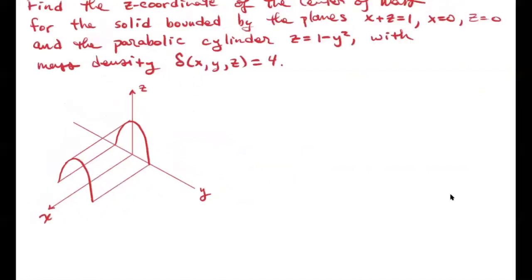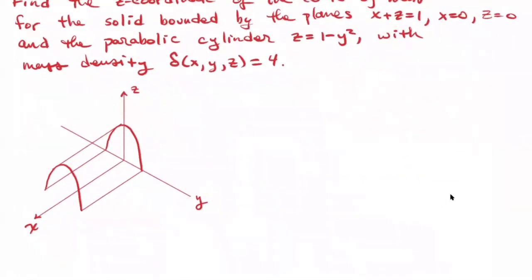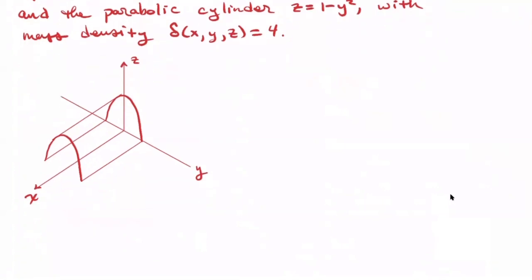But then I also have this plane, x plus z equals 1. I'm going to draw that here, so maybe we draw that in the xz plane. So that's just a diagonal line that kind of cuts down like this. This is x plus z equals 1, or z equals 1 minus x if you like. So I'm going to draw that coming down like this.